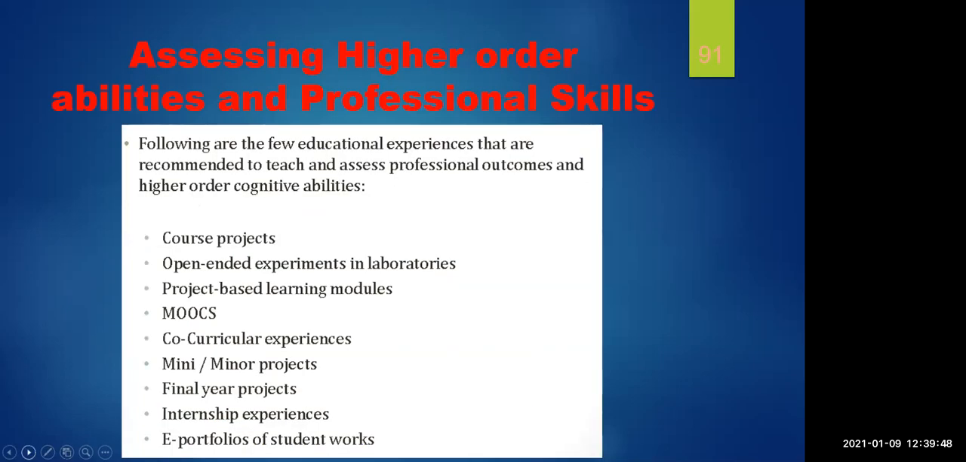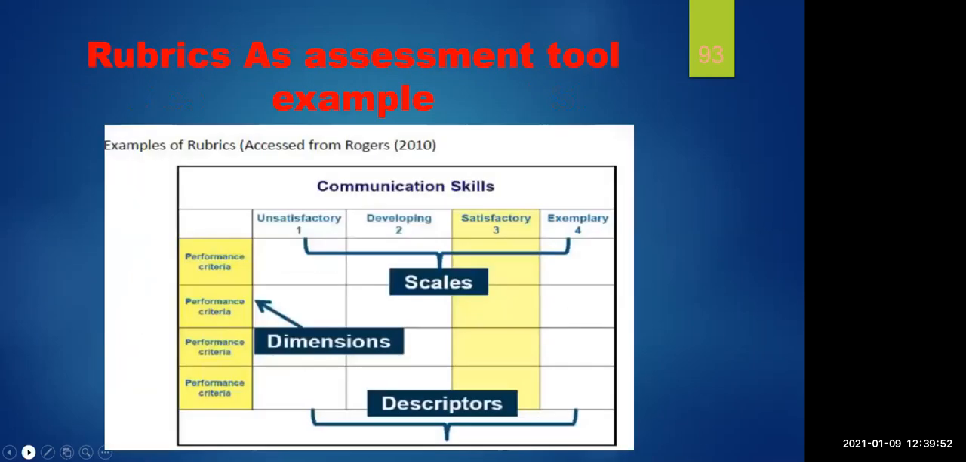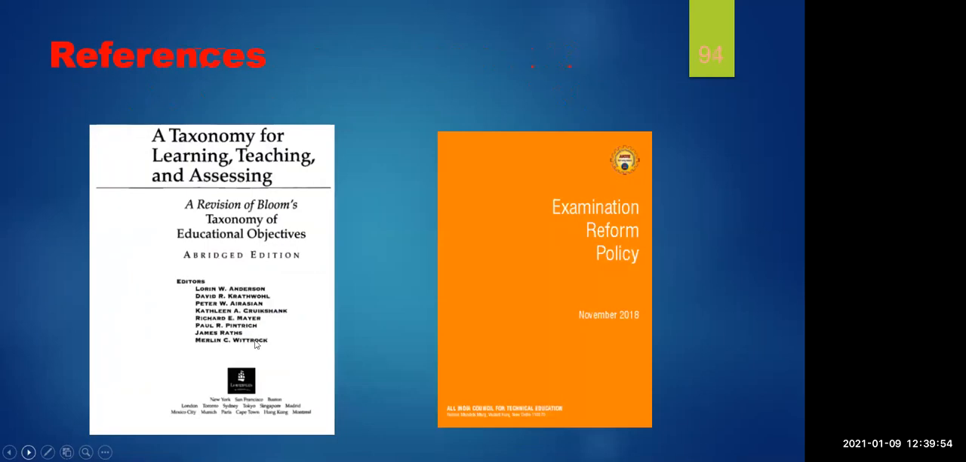So this is the higher level of thinking that we do, which I already touched upon. And these are the references I referred to. This is a taxonomy of learning, teaching and assessing, from the Bloom's textbook. And some of the content I have taken from examination reform policies given on the AICTE website. A manual is given and a presentation is also given. Suppose anybody is interested, I can share my knowledge. There is nothing wrong in that.